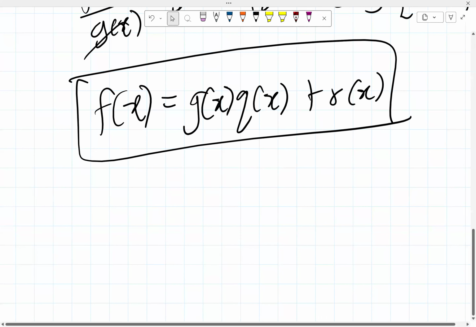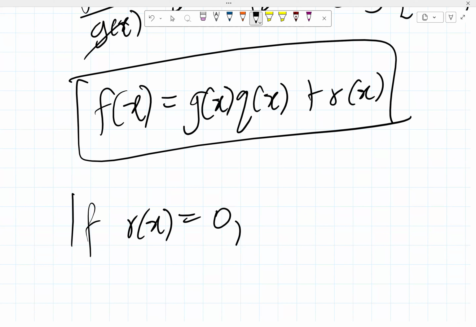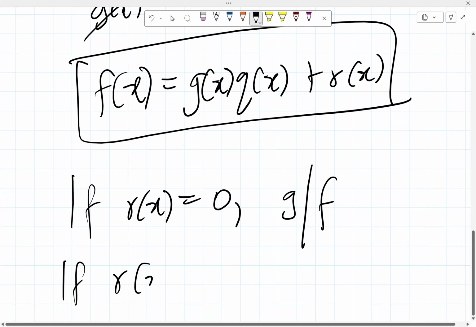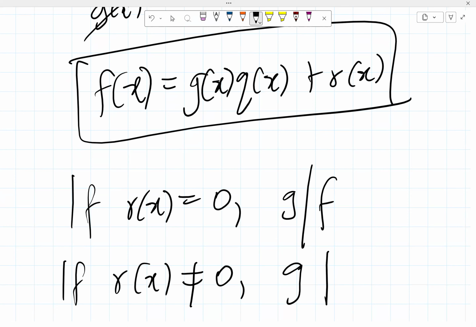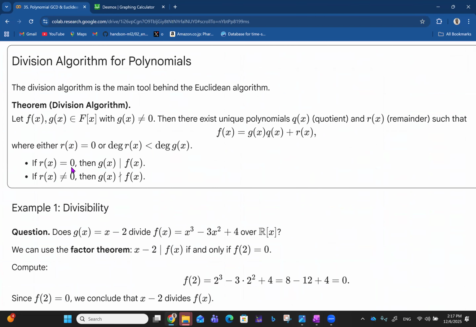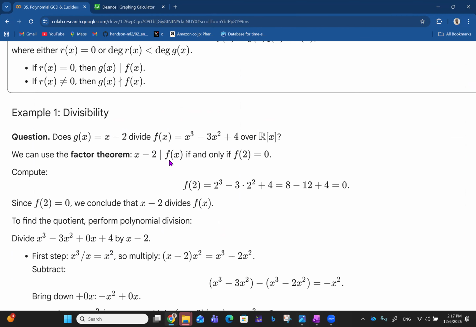So we are now saying that if r of x is equal to 0, then we say that g of x divides f. That means g goes perfectly in f. But if r of x is not equal to 0, then we say g doesn't divide f, because there's a remainder. And we see that playing out in the remainder theorem and the factor theorem that we had done previously. So we have divisibility now.